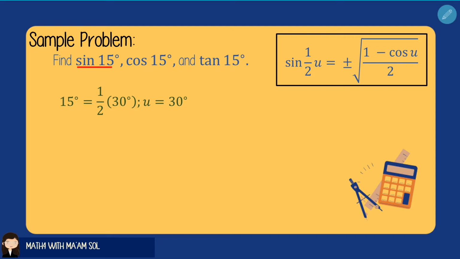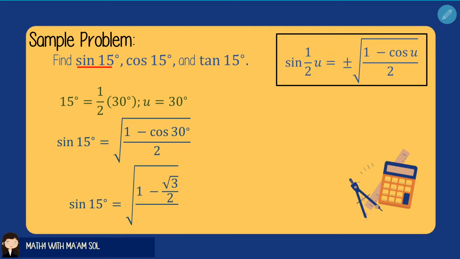How do we know whether we'll use positive or negative in our formula? Well, the key is to look at the quadrant where our angle of 15 degrees is. We know that it is in quadrant 1, so its sine value must be positive. Thus, sine of 15 degrees is equal to the positive square root of 1 minus cosine of 30 degrees all over 2. We now plug in the value of cosine 30 degrees, which is square root of 3 over 2, so we have the square root of the quantity 1 minus square root of 3 over 2 all over 2.